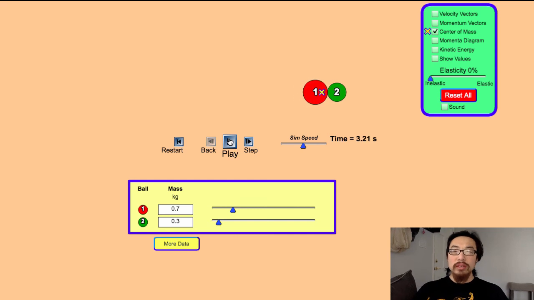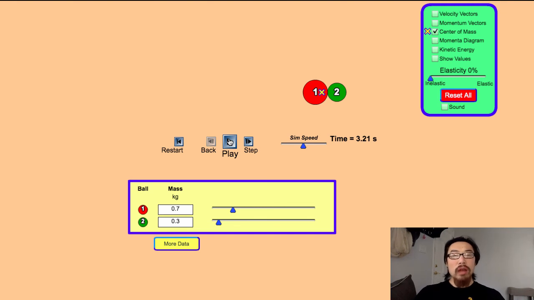Okay. Now, if we take a look at this, this one's different from what we saw before when the two masses are the same. In this situation, mass 1, or the red ball, is a lot more massive, which means the center of mass, the average location of all the masses, is going to be closer to mass 1.